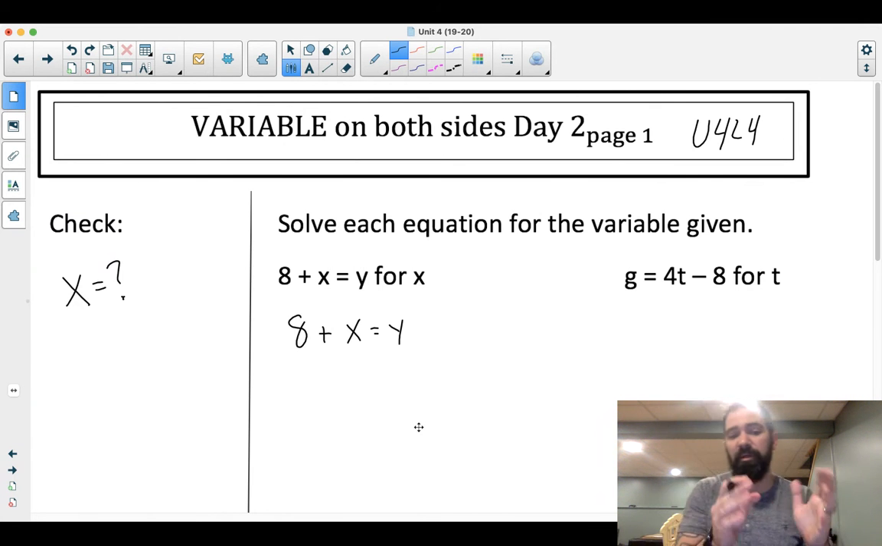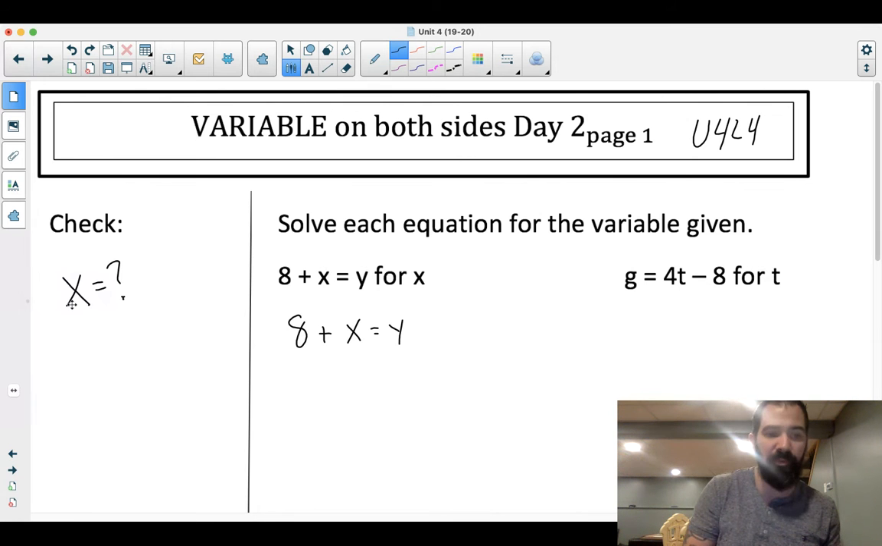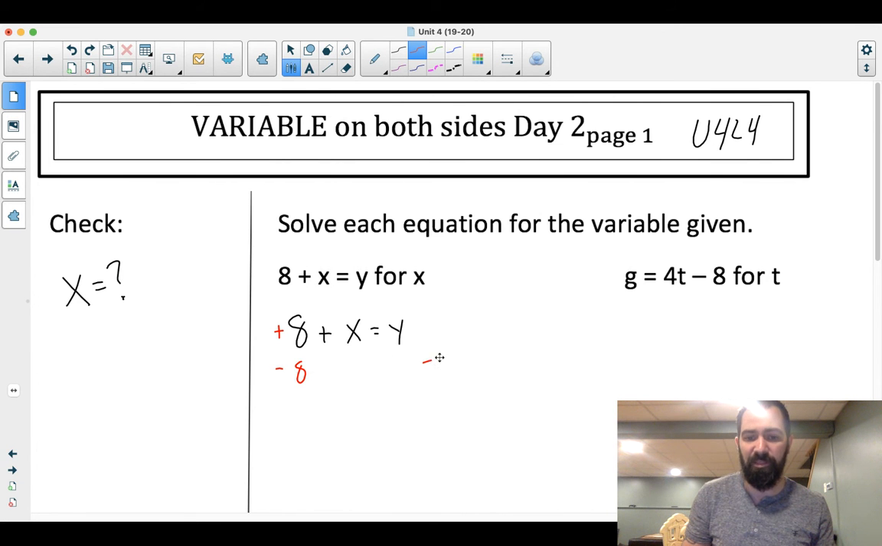X is currently adding 8 to it. We want to get rid of that. We don't want to add anything to it. We just want it to be x. So what am I going to do? Well, this is a positive 8. I want to move it to the other side of the equation. Opposite of a positive 8 is a minus 8. And notice how when I line these up, they're right above each other because I can combine those two. 8 minus 8 is 0.